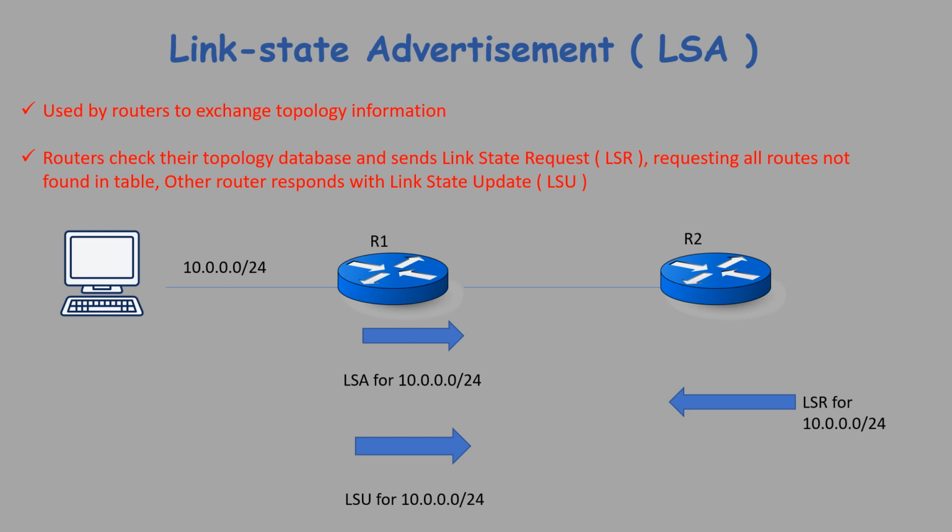In the example, we have two routers and a single computer. After configuring OSPF on both routers, routers exchange LSAs to describe their respective topology database. Router R1 sends an LSA header for its directly connected subnet, that is 10.0.0.0/24. Router R2 checks its topology database and determines that it doesn't have information about that network. Router R2 then sends a link state request message requesting further information about that subnet. Router R1 responds with its link state update, which contains information about subnet 10.0.0.0/24, such as next hop address, cost, etc.